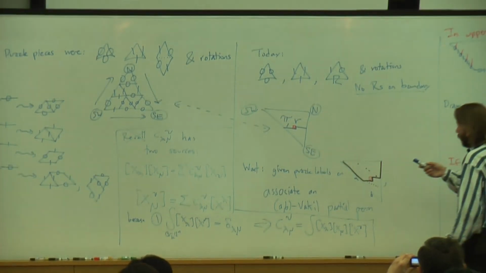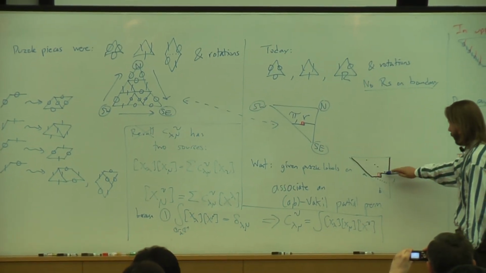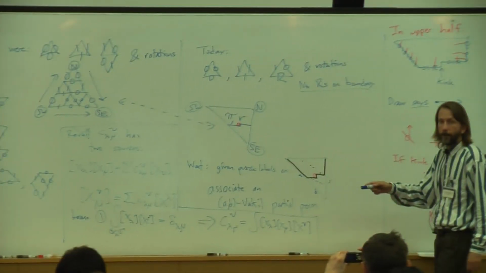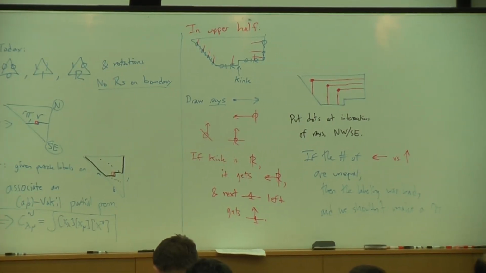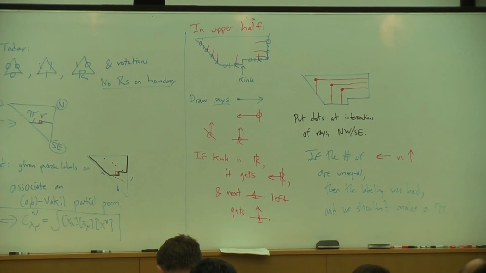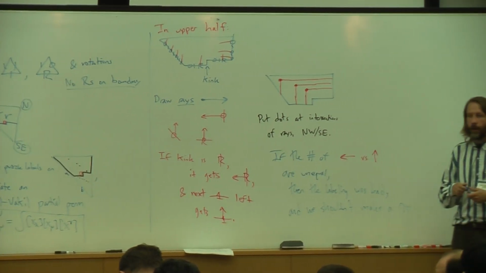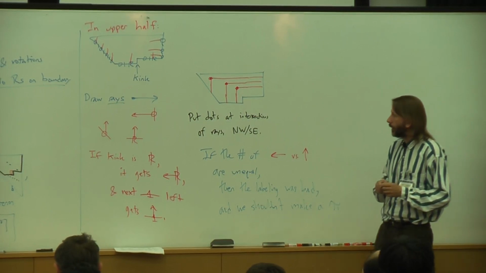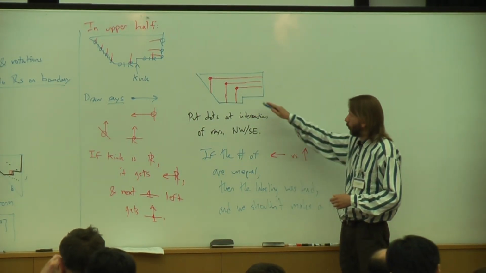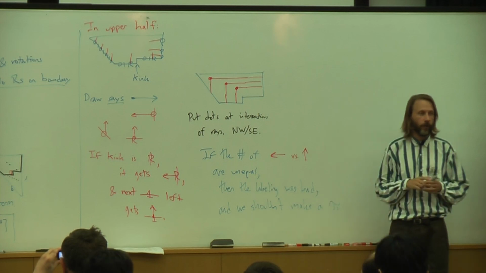So there's going to be some puzzle paths with labels on them that I will try and associate a variety to, and some that are just stupid that don't mean anything. Part of the condition of whether it's sensible to try and do it is that I should have the same number of rays in each direction.